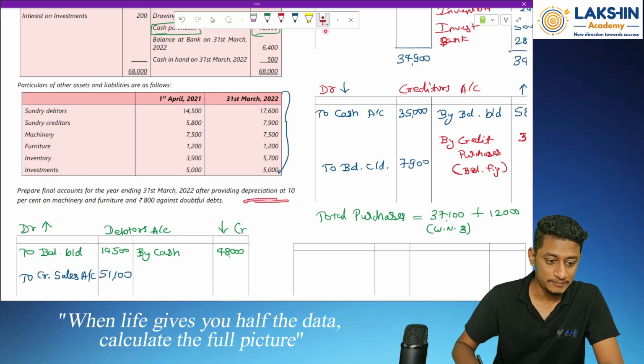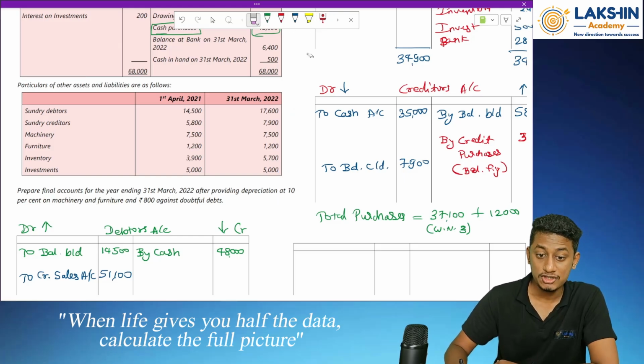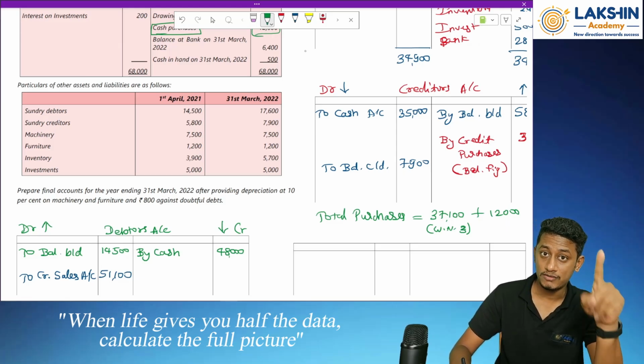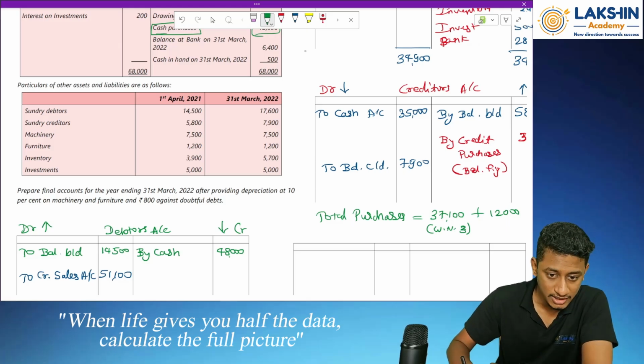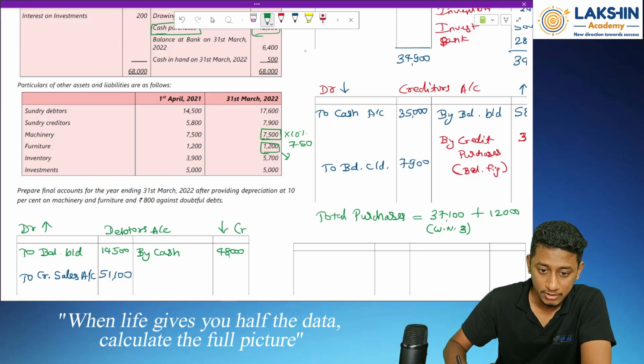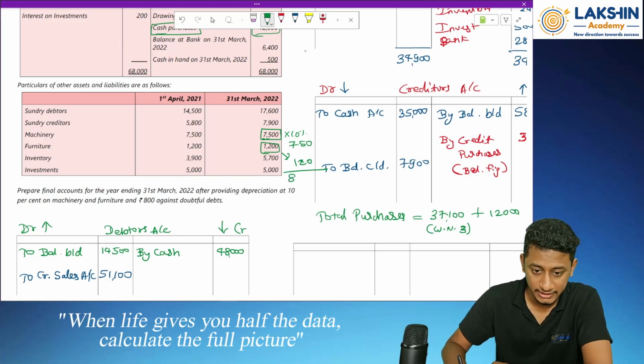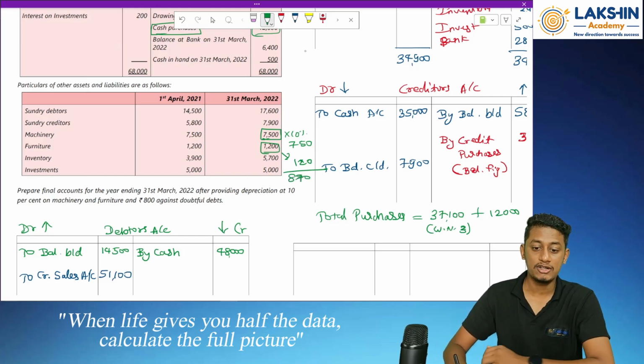So now depreciation. Okay, depreciation of 10% on what? Machinery and furniture. So what is the depreciation over here? Depreciation should be found on the closing values. In the depreciation chapter we have dealt with it, right? Depreciation is always found out on the closing value of the assets. So machinery 7,500 is given to us. So into 10%, how much will that be? 750. And furniture at 10% will be how much? 120. So total depreciation will be how much? 750 plus 120. That is 870. So 870 rupees is the total value of depreciation.